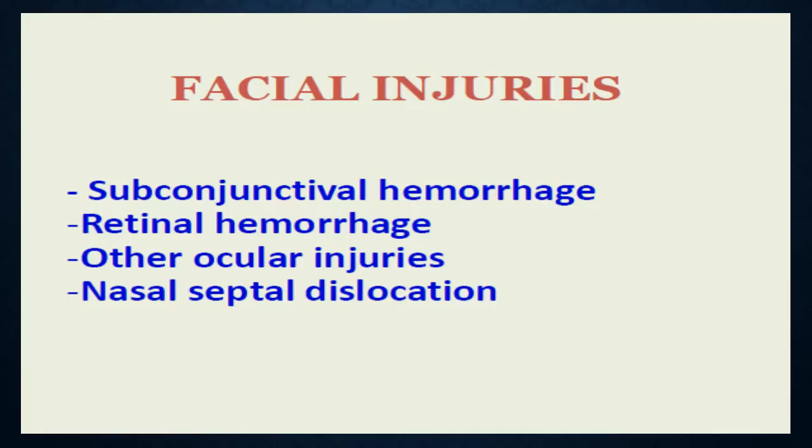Okay, let's talk about another type of birth injuries, which is the facial injuries. Some of them are mild, like the subconjunctival hemorrhage, retinal hemorrhage, which is very grave, and other ocular injuries. And also regarding the nose, there are recorded cases of nasal septal dislocation.